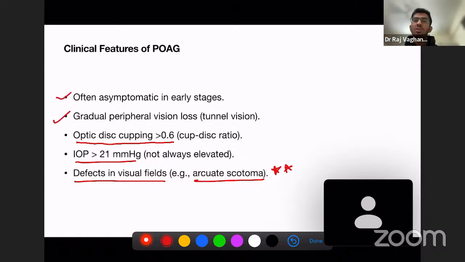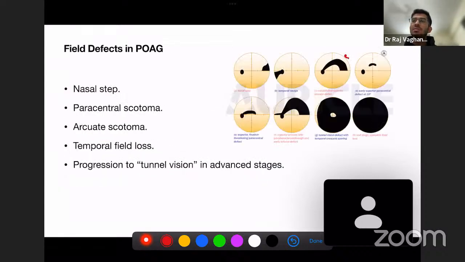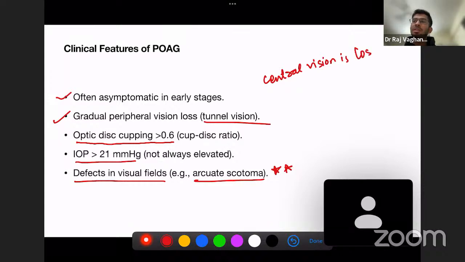First point, gradual peripheral vision loss, which is tunnel vision. And if the central vision is lost, then it is known as scotoma. And if the peripheral vision is lost, then it is known as tunnel vision. The next is optic disc cupping, where the optic cup disc ratio is greater than 0.6. And the IOP is greater than 21.